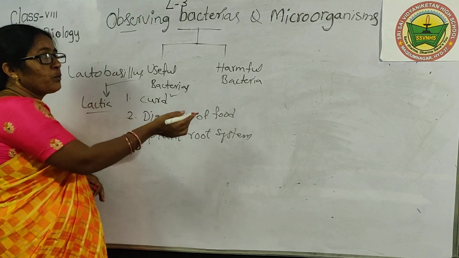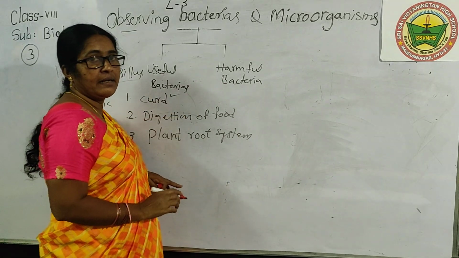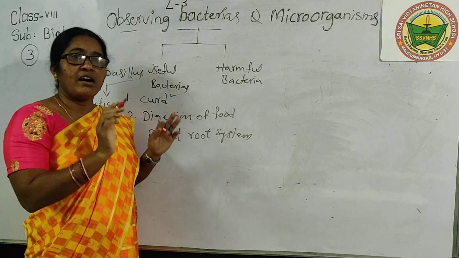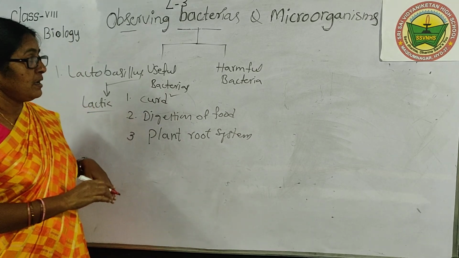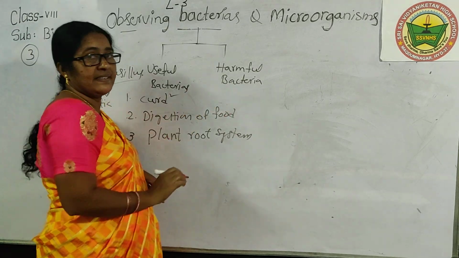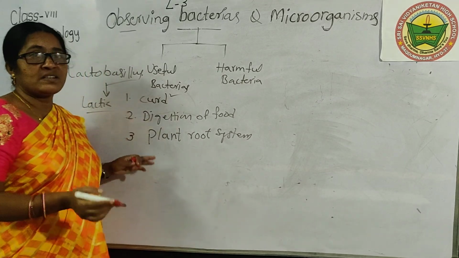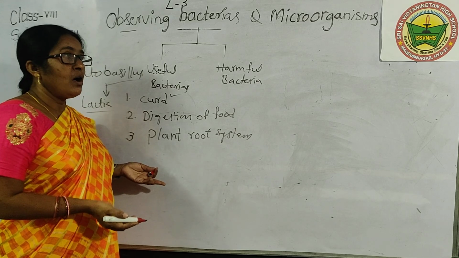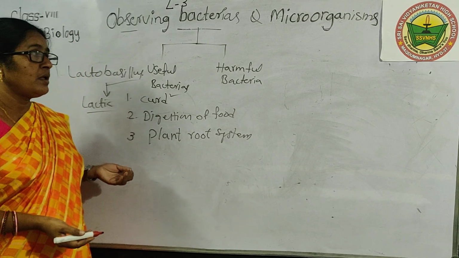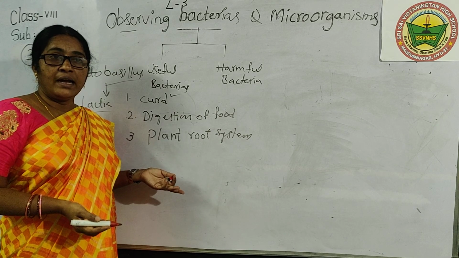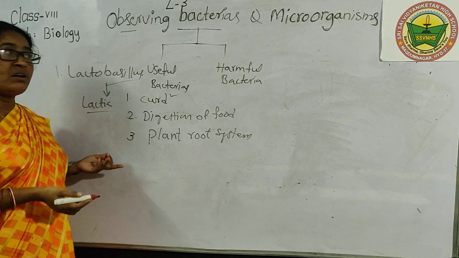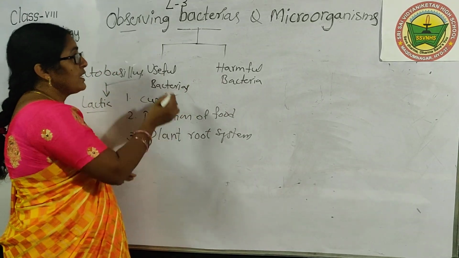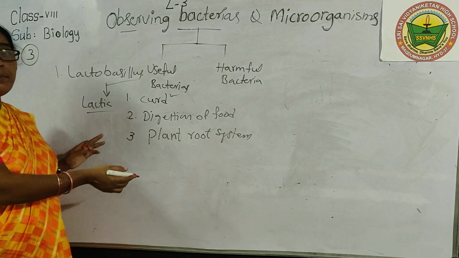And next, another group: harmful bacteria. You already know that harmful bacteria cause diseases in plants and organisms. Some plants get bacterial diseases, and some organisms also get bacterial diseases. Many are there. What are the bacterial diseases? For example, typhoid, TB, and cholera. These are bacterial diseases. So those are the useful and harmful bacteria.